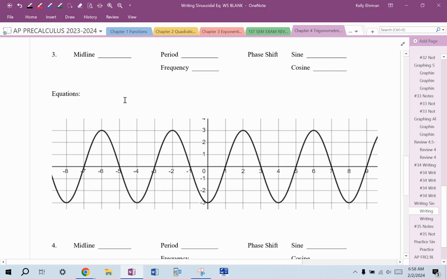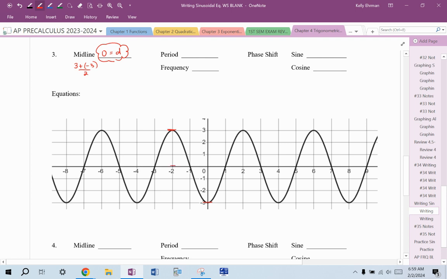Number 3. We had something like this as the bonus on our quiz, where now the axis is not labeled with pi's. It's not always going to be. This is like 1 radian, 2 radians, 3 radians. So you go about your work the same way. To find the midline, it's 3 plus negative 3 over 2. Or this is one that you might just be looking at and saying, yeah, it's y equals 0. So that's the d value, 0.